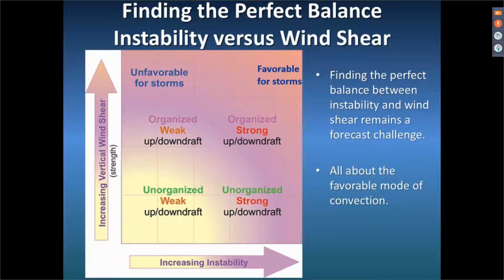So to get the most severe thunderstorms, you need the right amount of instability and the right amount of wind shear. If there's too much instability and not enough wind shear, you might not get severe thunderstorms. Or if there's too much wind shear and not enough instability, the wind shear can rip any storms that try to form apart. So there kind of has to be a balance of the right amount of wind shear and the right amount of instability for severe thunderstorms. And that's one of the biggest challenges we have to deal with when we're forecasting.